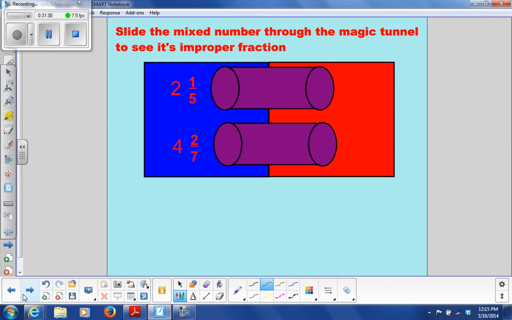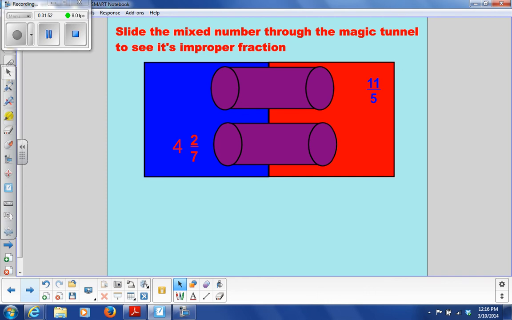So it's a sliding thing. Slide the mixed number through the magic tunnel to see if it's an improper fraction. 2 and 1 fifth, is it improper? No, it's a mixed number. So we slide it through, and there's our improper fraction.